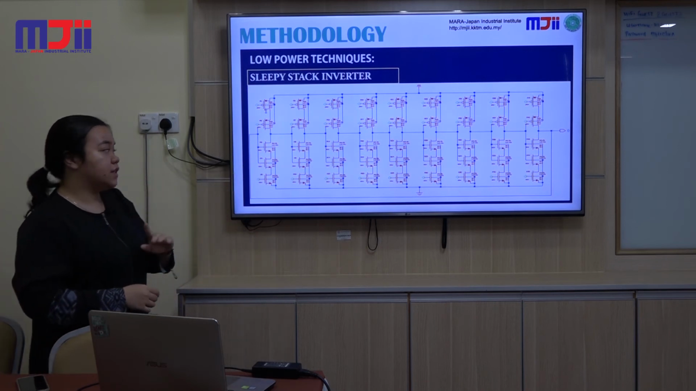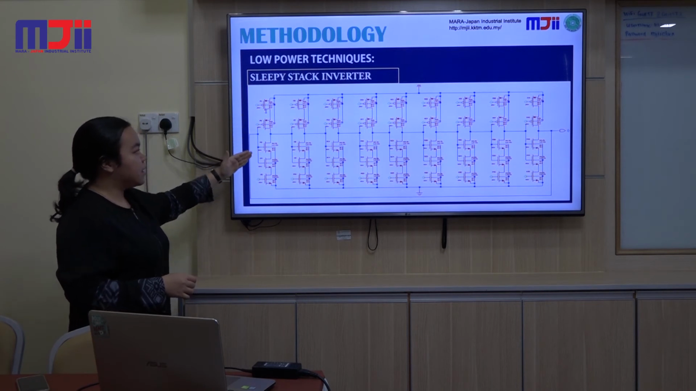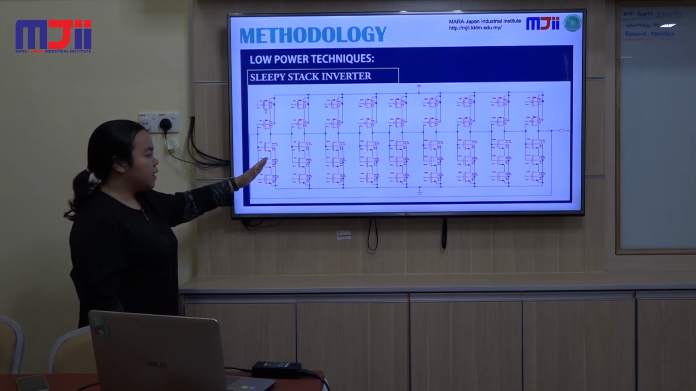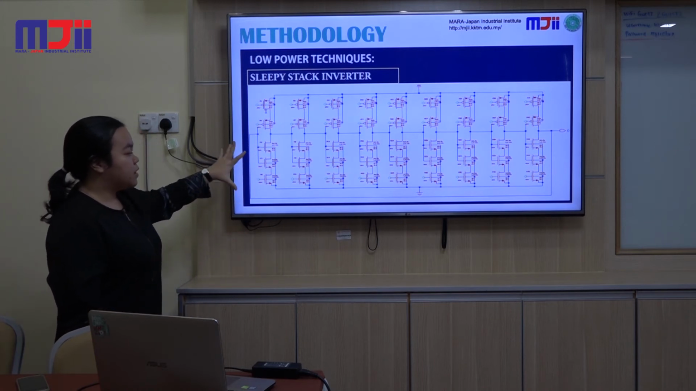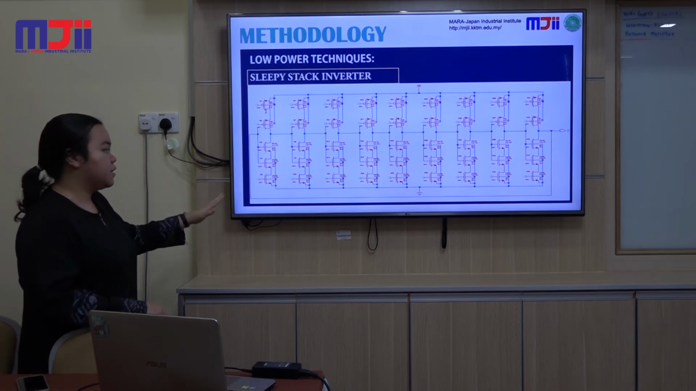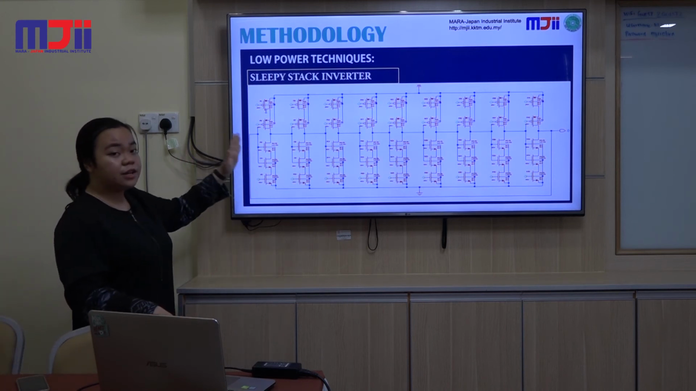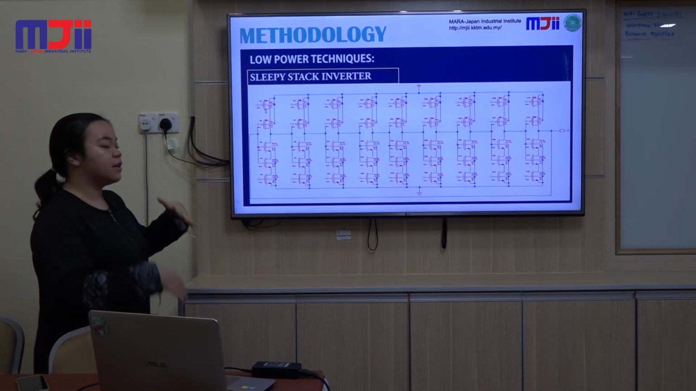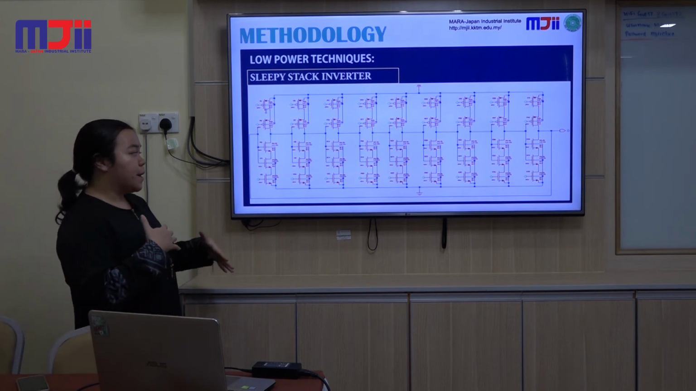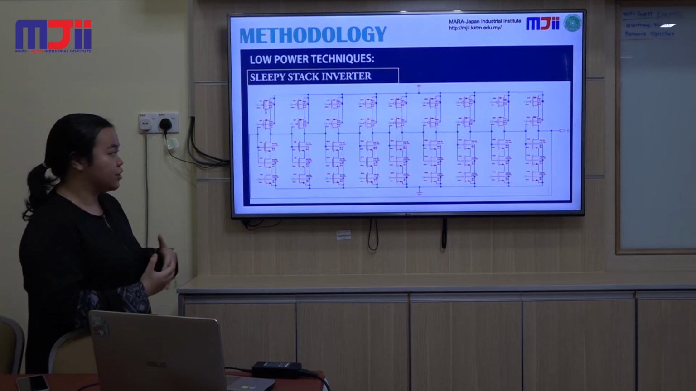However, the number of transistors increases. But as I've said, how a sleepy stack works is that it's sort of the same as the stacking method. When current is flowing, and there are more transistors in one series circuit, these two transistors are in an off state. When they're in an off state, or a cut-off state, the current reduces. When current reduces, power reduces. That is the most basic thing you should know as an electronic student.